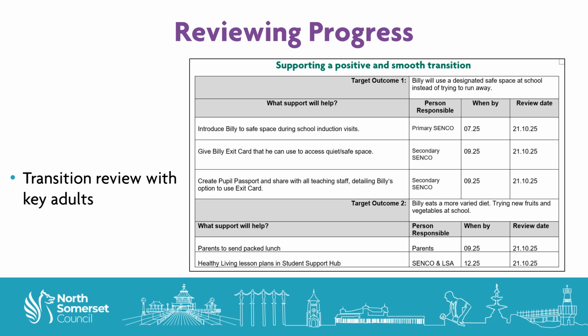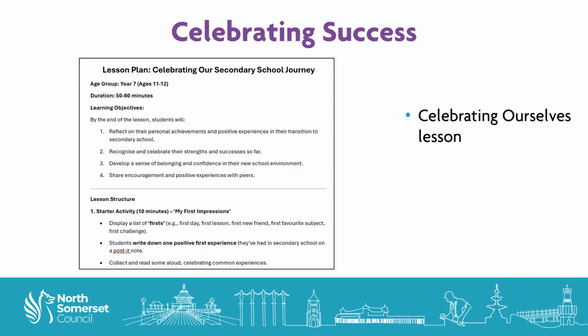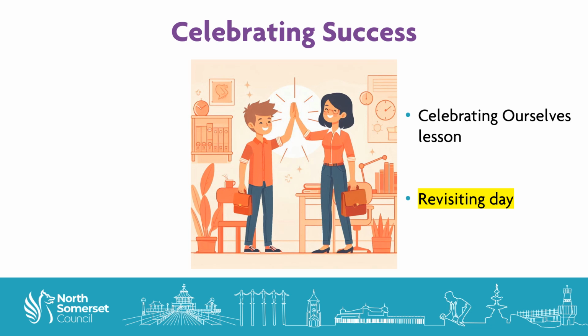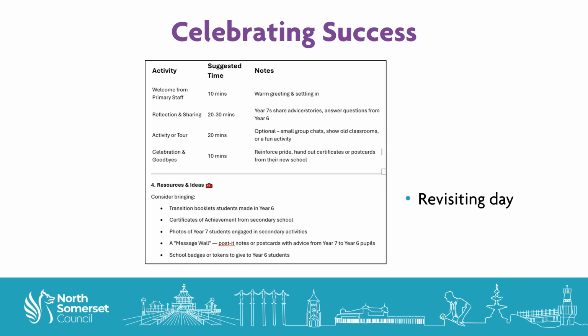And the fourth and final type of activity which tops off a great transition experience for young people is celebrating their success. It's important to recognise what a big life event and change moving to a new school or college is, and we can cover this topic at a whole class level with a specific lesson identifying new experiences and skills that young people have developed. And a really creative and powerful way of celebrating success is to organise a revisiting day for students, which involves them revisiting their former school and proudly talking to their former teachers and to younger students about the transition process.